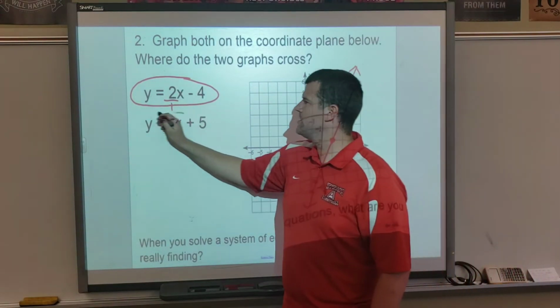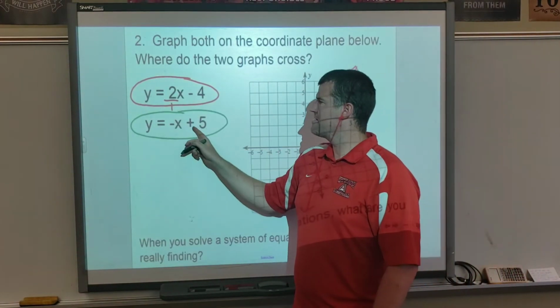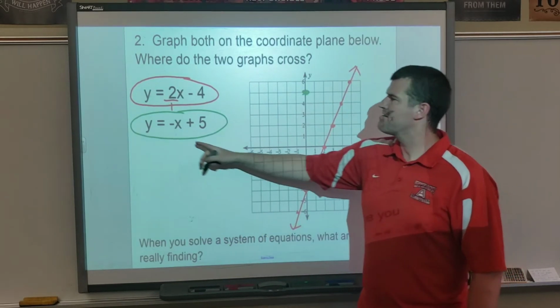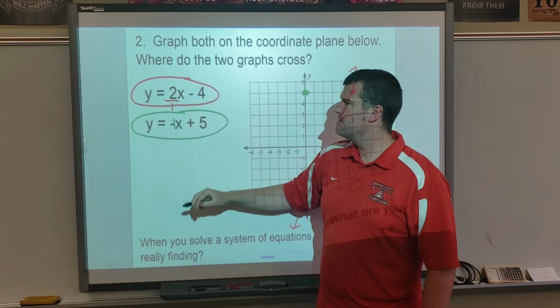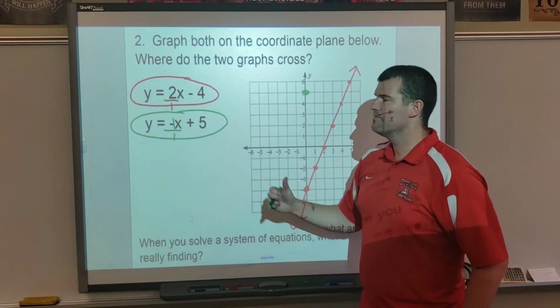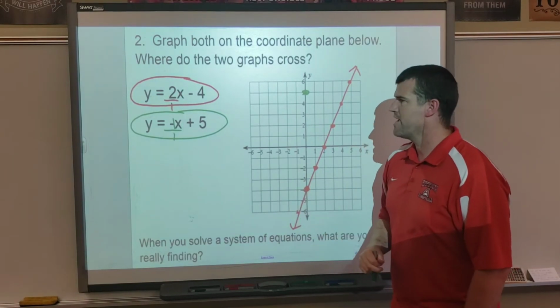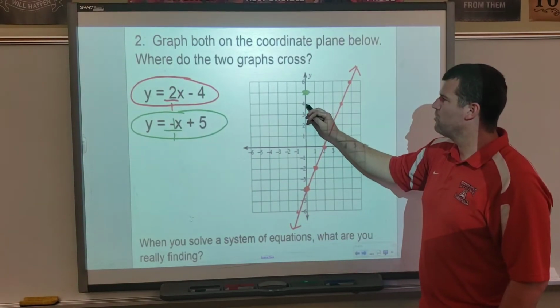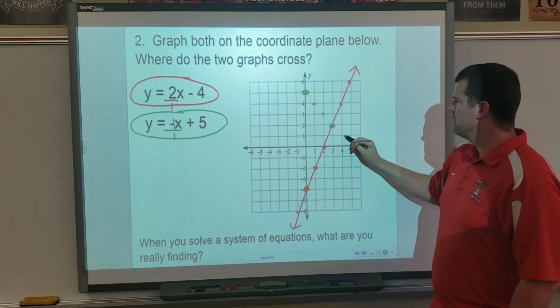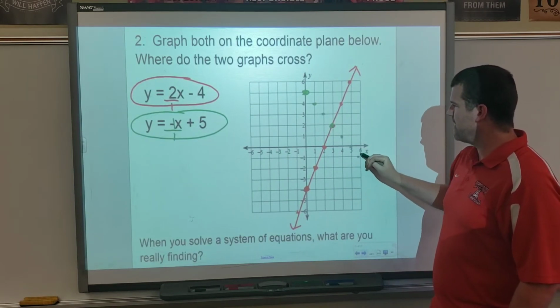My second equation, the y-intercept this time is positive 5. My slope is negative 1, which is the same as negative 1 over 1. And since it's negative, we're going to go down as we move to the right. So we're going to go down 1 over 1, down 1 over 1, down 1 over 1, etc. until we get that whole line.